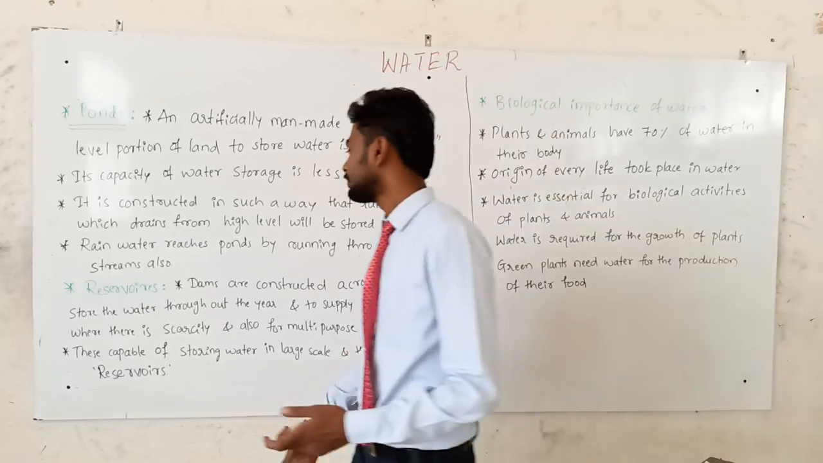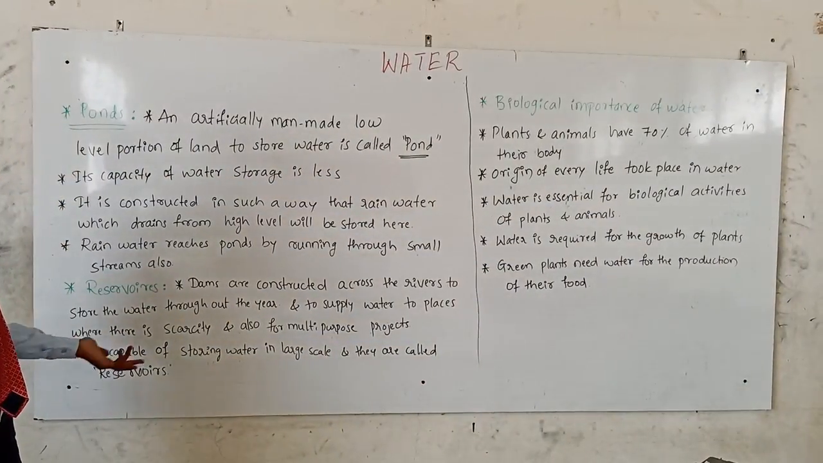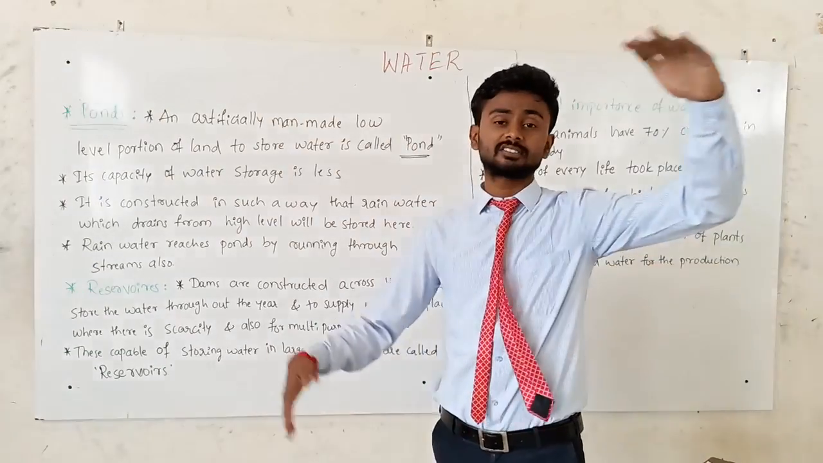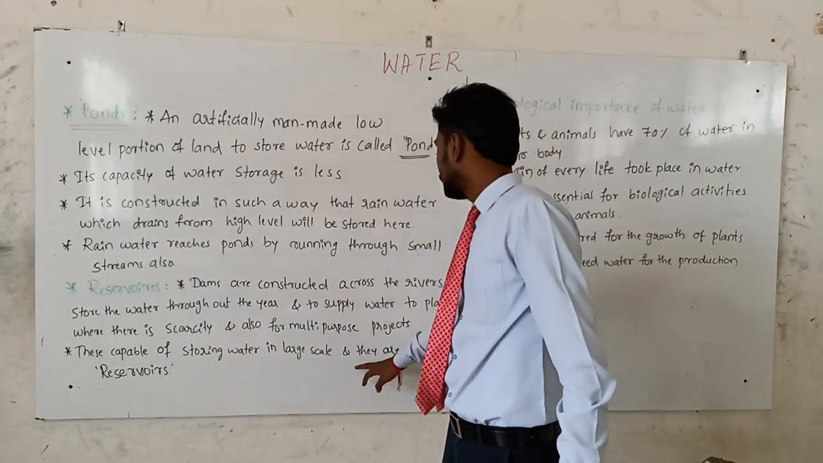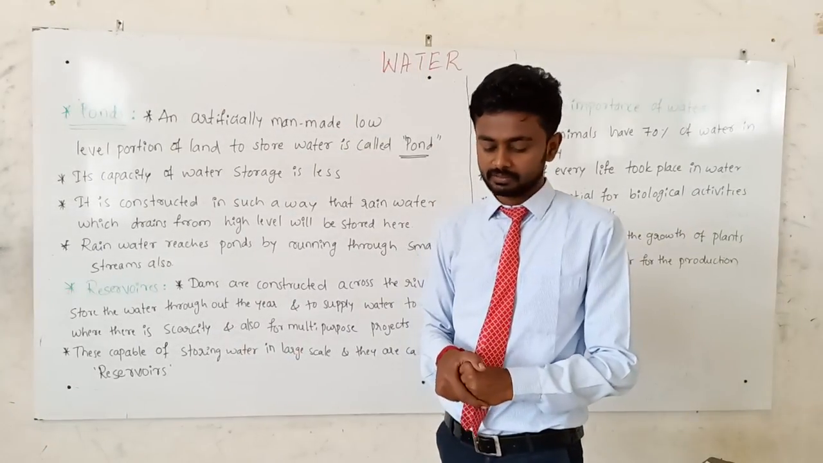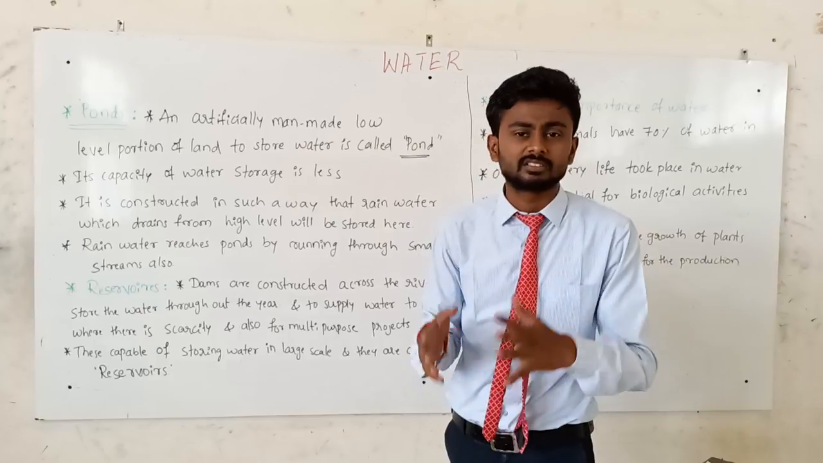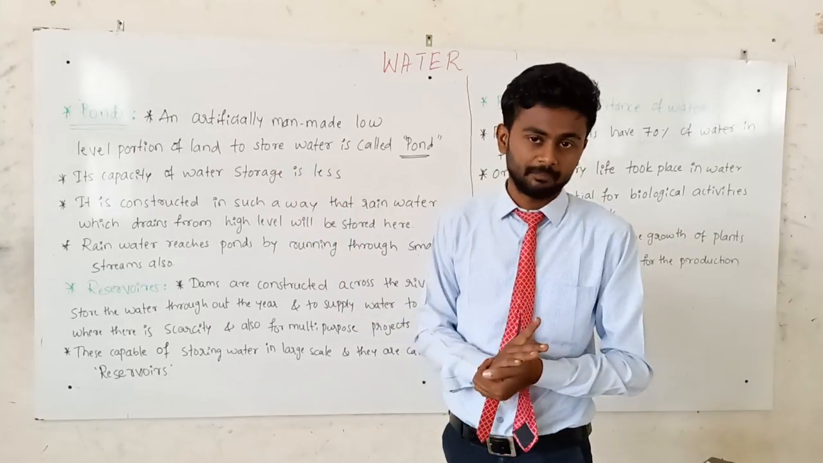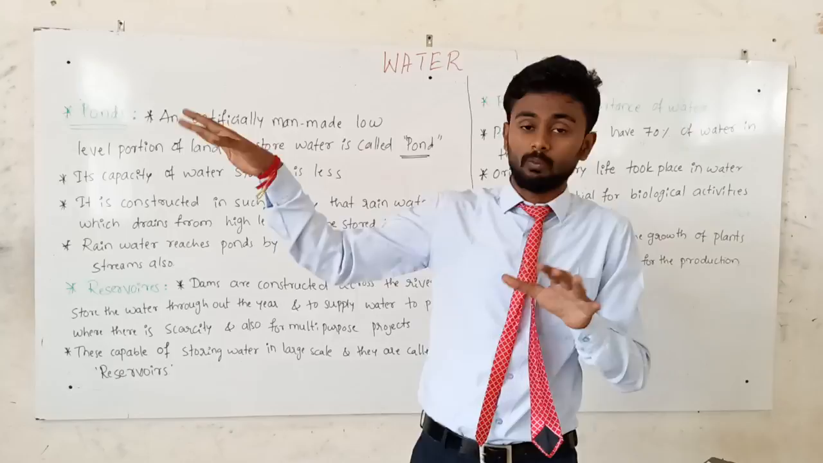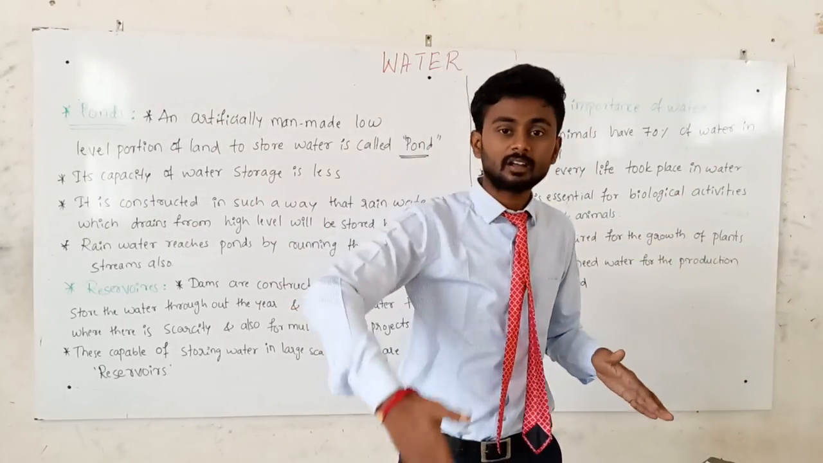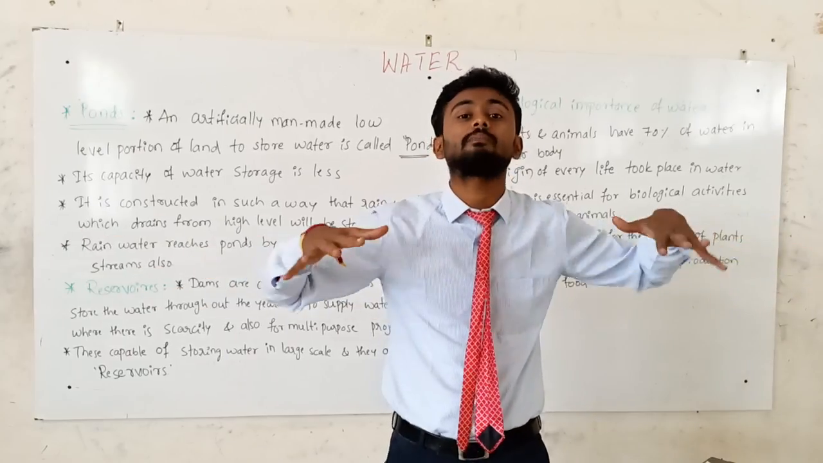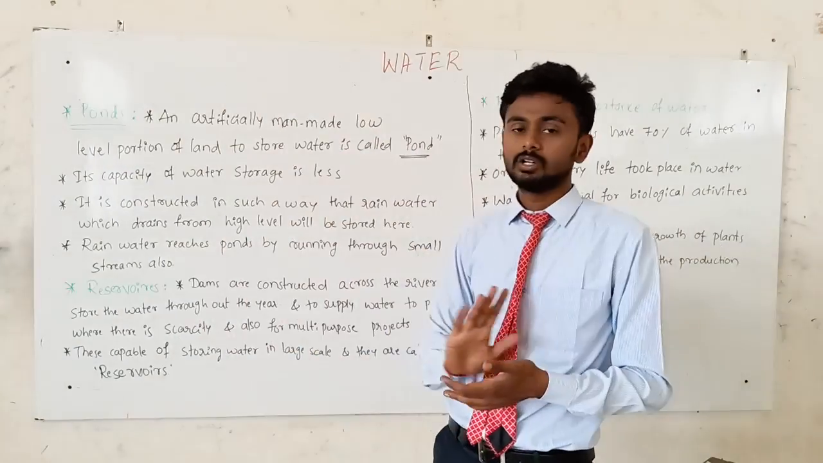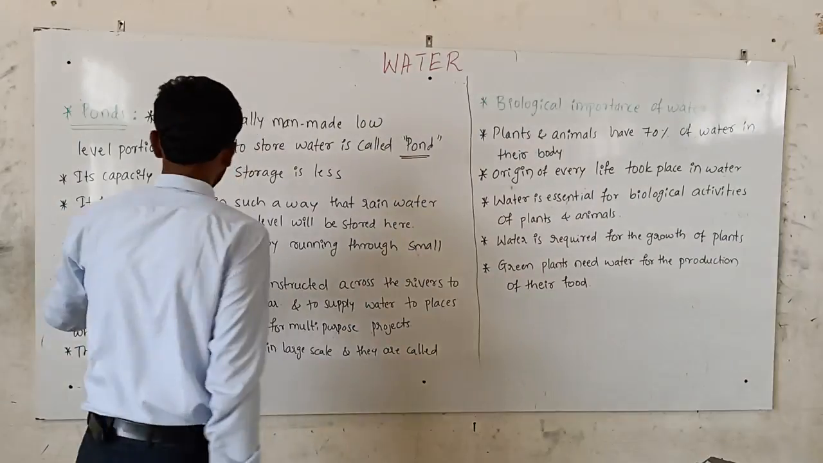What do you mean by reservoirs? A reservoir is nothing but a place capable of storing water on a large scale. For example, you can see a large amount of water stored in a particular place. These are constructed across the rivers. It means the river water flows from one place to another, and when a dam is constructed across the river, the river water is stored in that particular place. That is known as what? Reservoirs. So this time we understood about ponds and reservoirs.